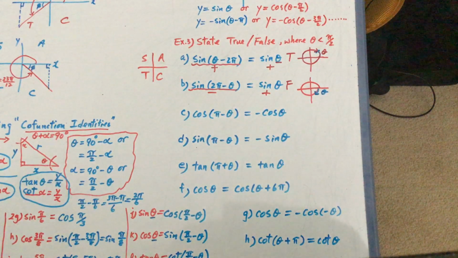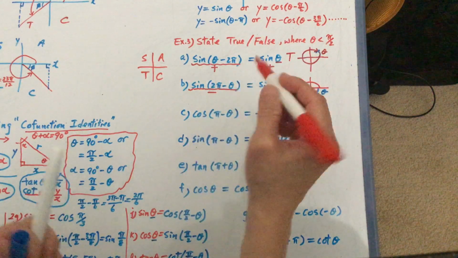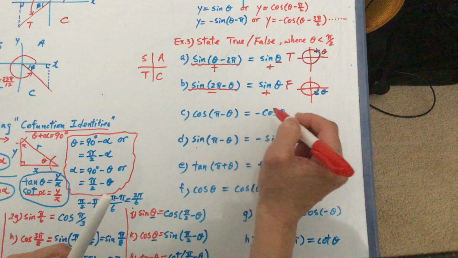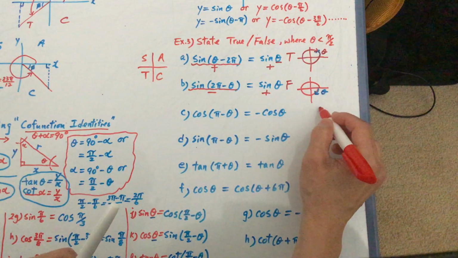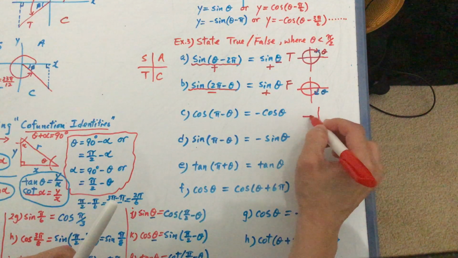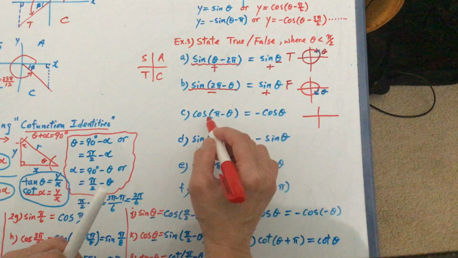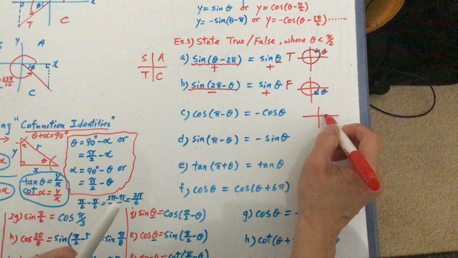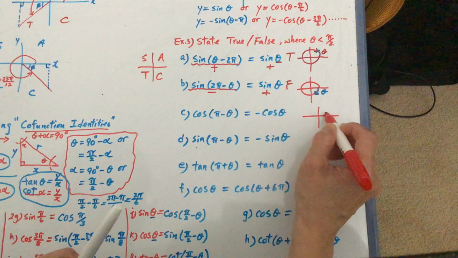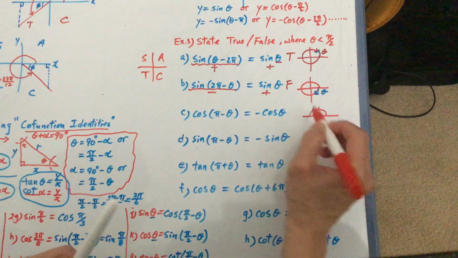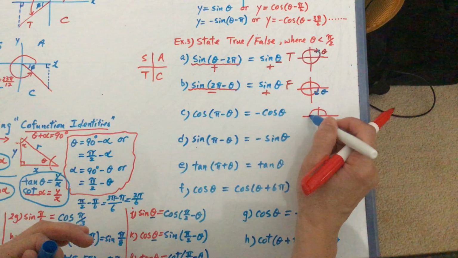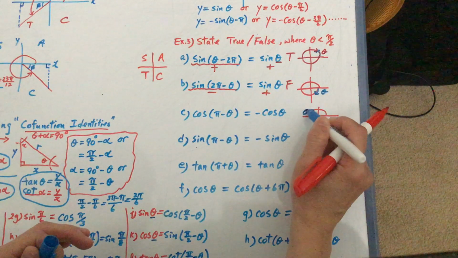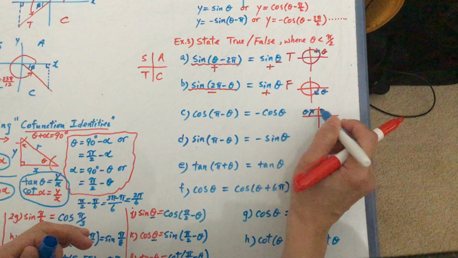With the same idea, moving on to part C, cos of pi minus theta equal to minus cos theta. Let's look at the diagram here. On the left side, I have the pi first, so from the initial position I go up to here, and then I minus the theta. That means I'm going back this much. So I ended up in quadrant 2.